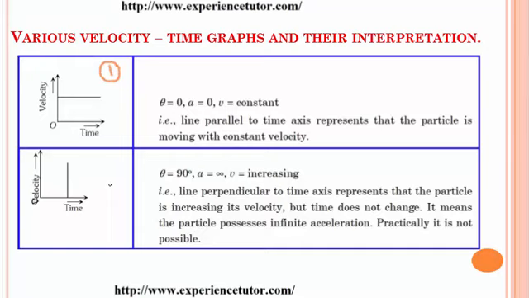In the next graph we can see theta is equal to 90 degrees, alpha is equal to infinity, v is increasing. That is, a line perpendicular to the time axis represents that the particle is increasing its velocity, but time does not change. It means the particle possesses infinite acceleration. Practically, it is not possible.